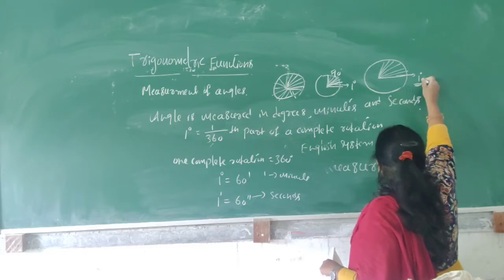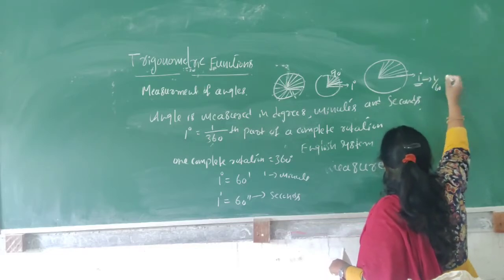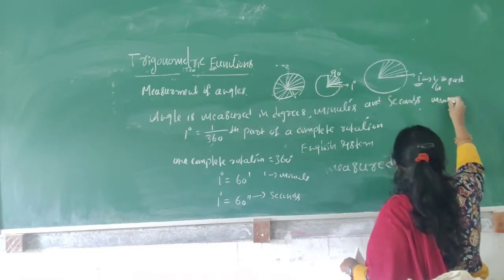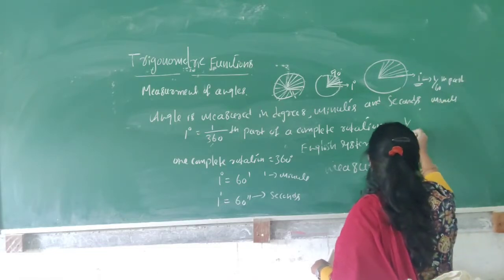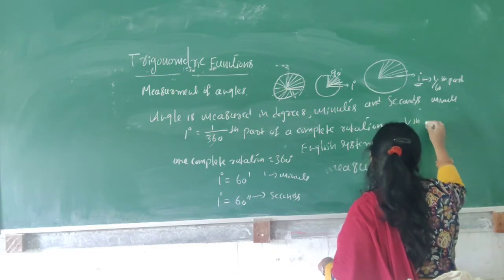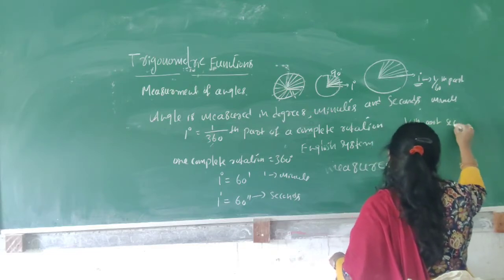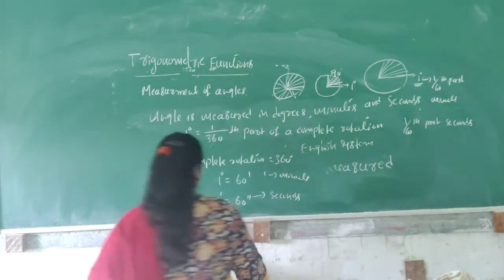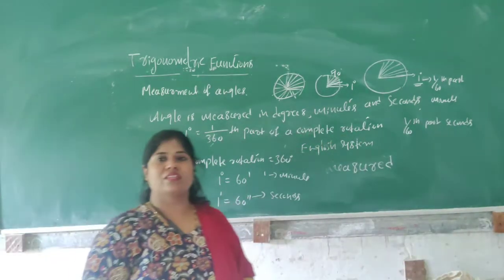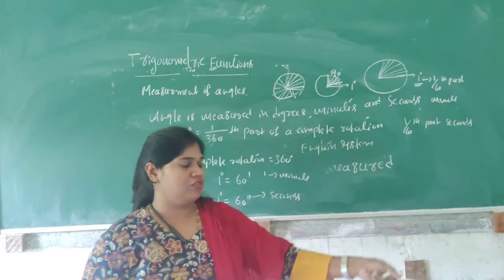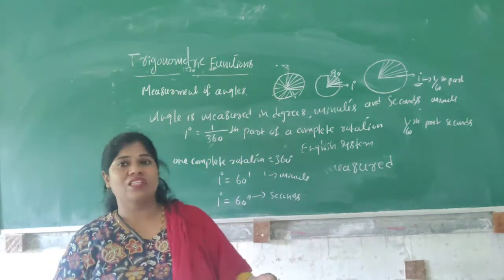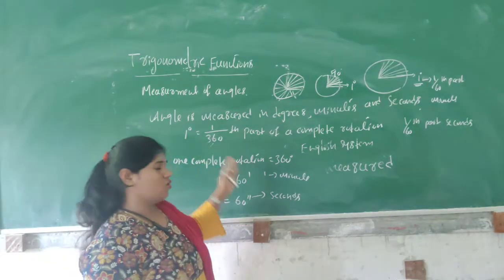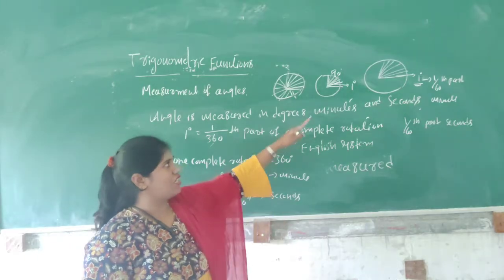It is also 1 by 60th part called a minute, and 1 divided by 60th part of a minute is called a second. Okay. So therefore 1 degree is equal to 60 minutes, and 1 minute is equal to 60 seconds. So in degree measure, angle is measured in terms of degrees, minutes and seconds.